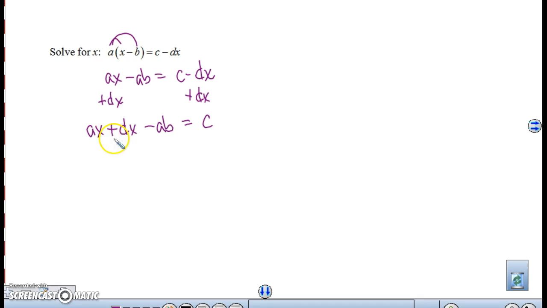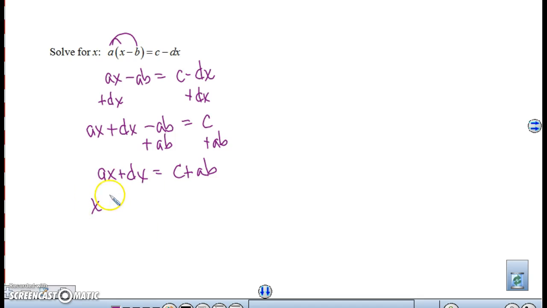Now, I want everything on this side to have an x in it. Well, ab doesn't have an x in it, so it has to go to the other side. So we have to plus ab. Ax plus dx is equal to c plus ab. Now, problem. How am I going to combine ax and dx together? Well, I can't, really, because they have a different coefficient. The value's different. However, they both have a common factor of x in it.